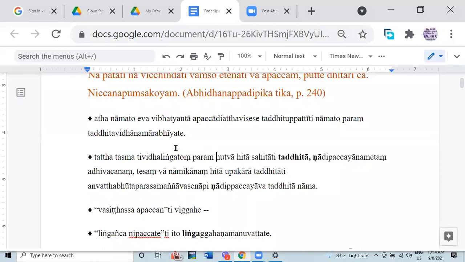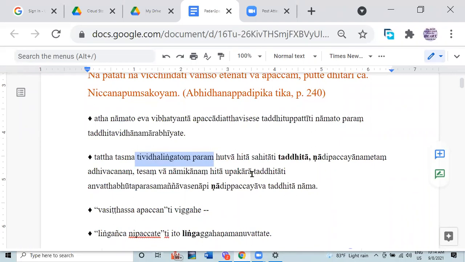Pran. Tasam tata tasama tivida linga to pran. Okay. So this "tata" here is, of course, in the Taddhita chapter, Taddhita vidana. Tasama tivida linga to pran. So after that threefold noun.